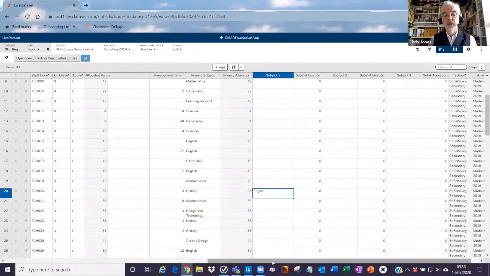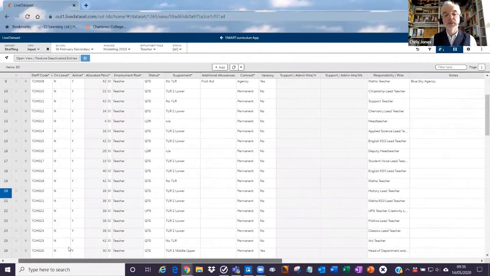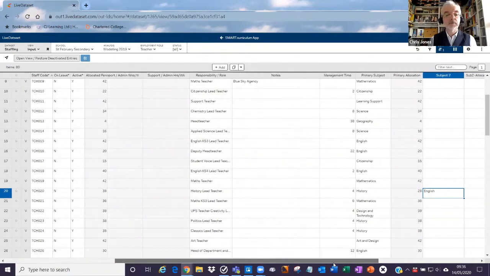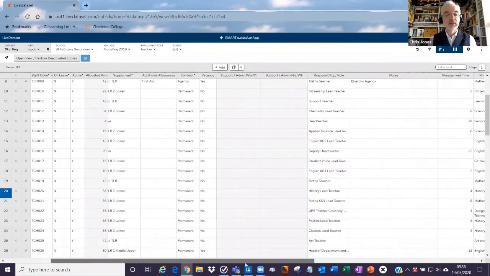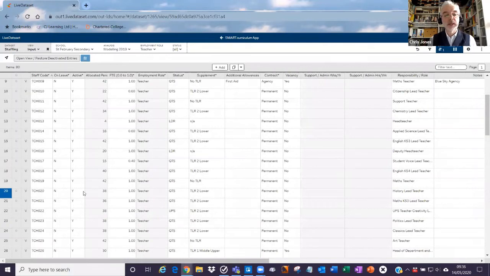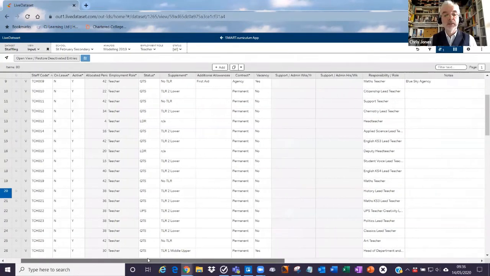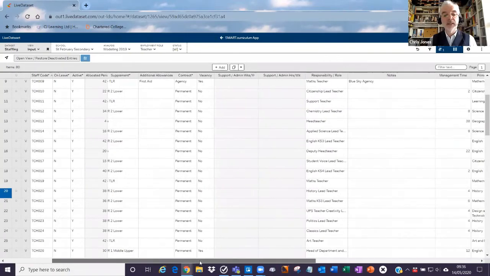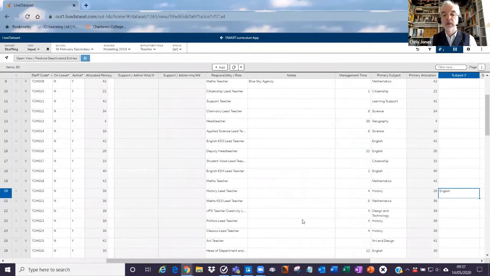Now, on the way that this operates, when a member of staff is put in, so if I consider that history teacher number 20, this teacher here is a full-time teacher, so their FTE is 1. That person is employed as a QTS and has a TLR. For that TLR, they are going to be given 4 teaching periods as management time. So they have 4 periods when they're not teaching full-time.